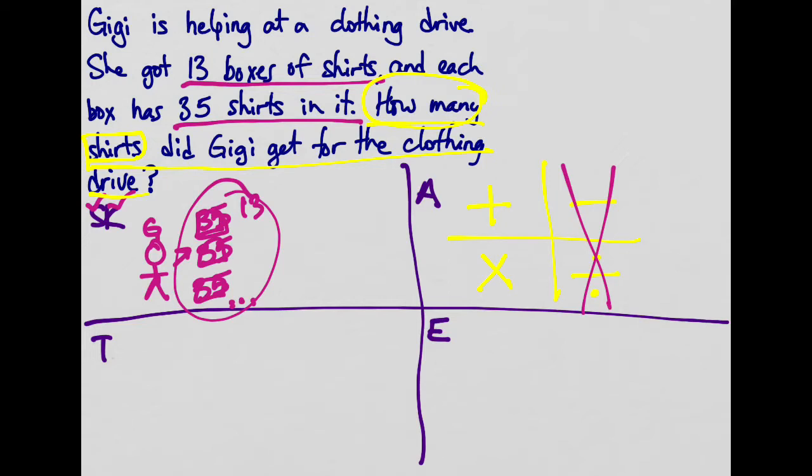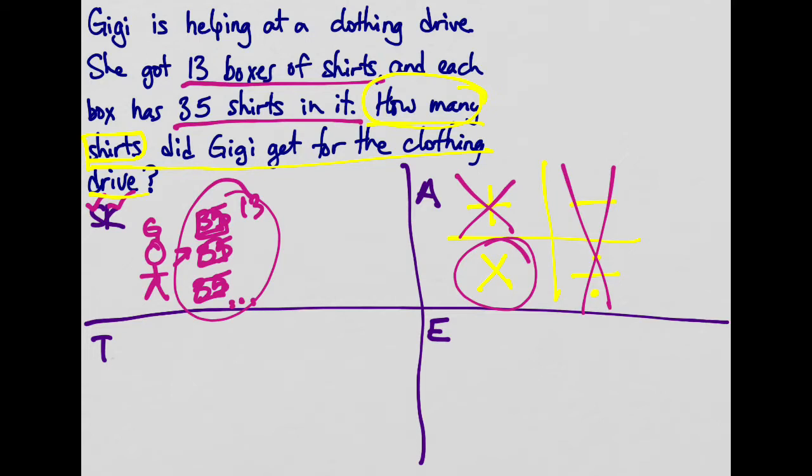So now the question I have to ask is, is she adding up different amounts? Is each box different? Or is she adding the same amount over and over? Well, since every box has 35 shirts, I can see she's adding the same amount over and over. So she's not adding, she's going to be multiplying. They're asking us to multiply.